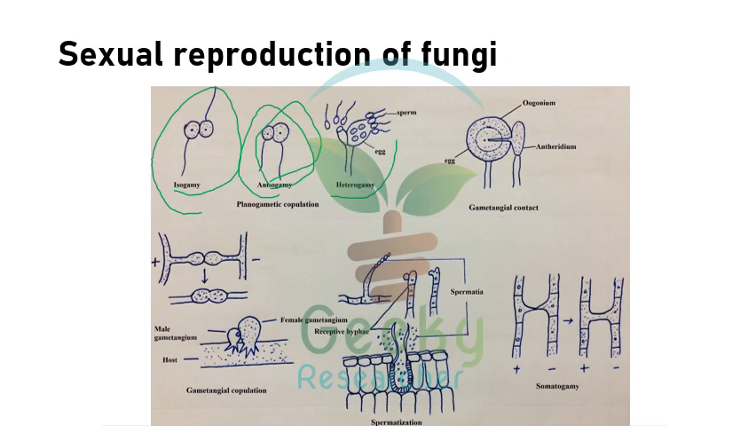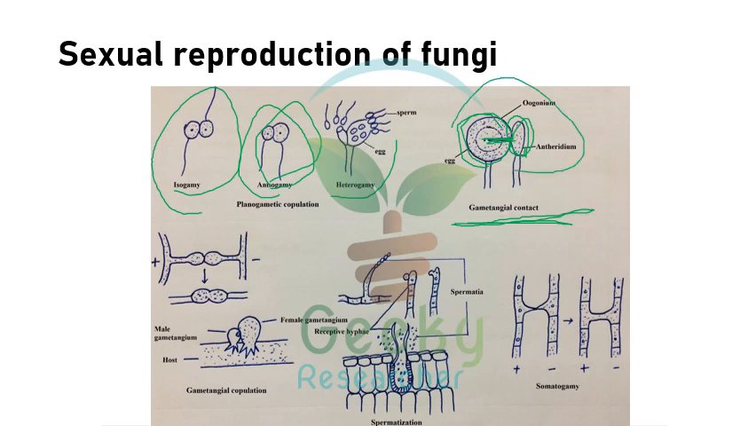The next one is the gametangial contact type. We are talking about plasmogamy, in which different types are there; the next one after gametogamy is gametangiogamy, otherwise called gametangial contact. In gametangial contact, the male reproductive organ is called the antheridium, whereas the female reproductive organ is called the oogonium. Male and female reproductive organs come in contact with each other, and a small fertilization tube develops from male to female, through which the contents of the antheridium, the male reproductive organ, pass to the female.